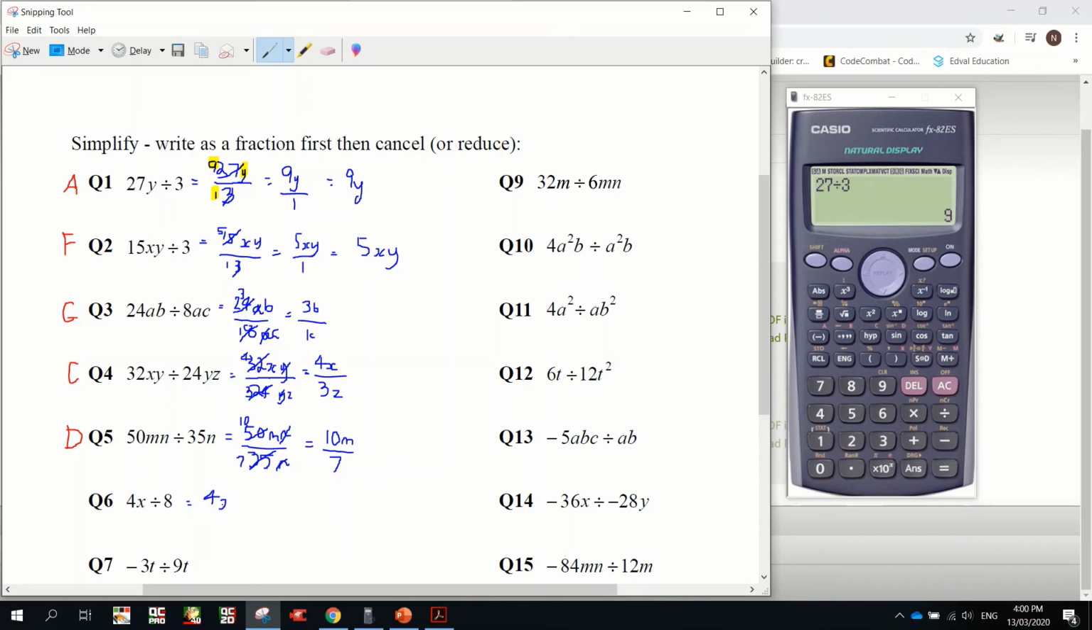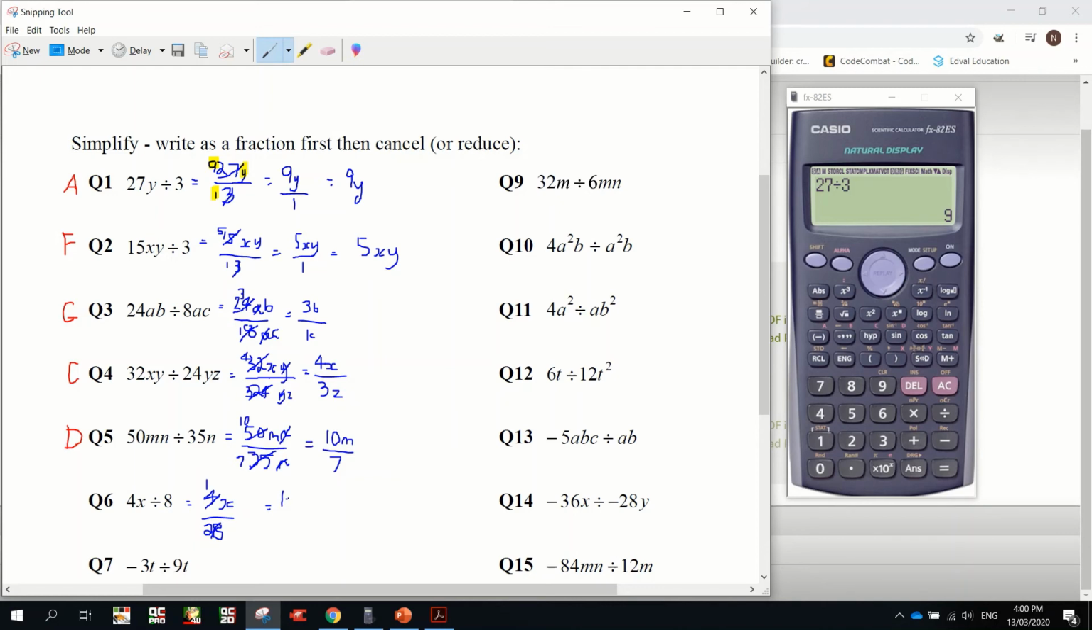Four x over 8. Okay, so now we can see that the top number is smaller than the bottom number. Still the same concept though, so we still have to find the highest common factor between the two numbers. It's 4. 4 goes into 4, 4 goes into 8. Nothing higher will work. So how many times does 4 go into 4? Once. How many times does 4 go into 8? 2.